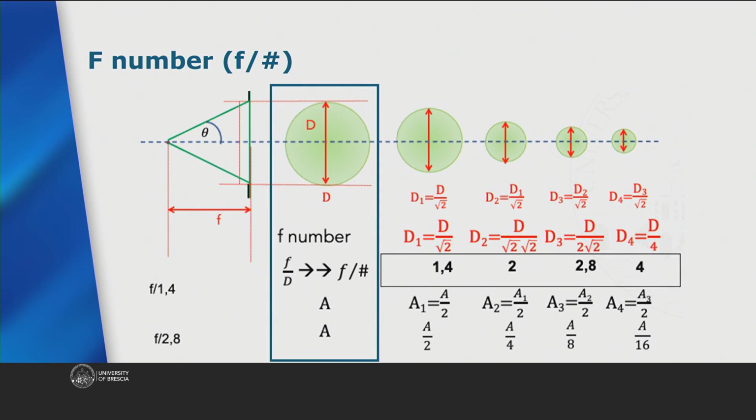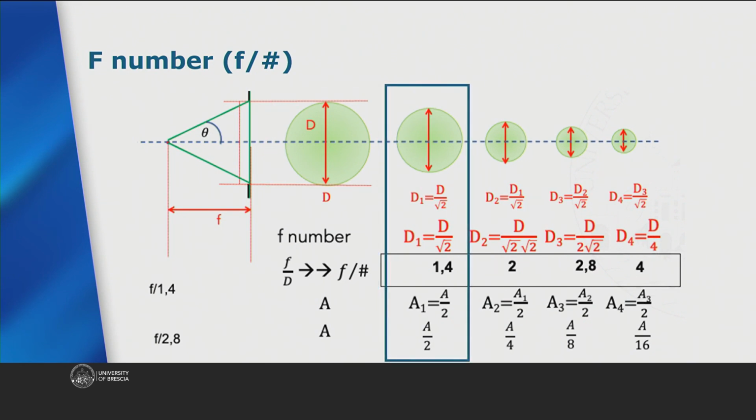If I want the light to pass through a smaller area, exactly 1/2 of the area, the diameter of the lens must decrease by a factor equal to the square root of 2. This is a consequence of the formula for calculating the area of a circle. And if we calculate the f-number in this condition, it will be equal to 1.4, which is exactly the square root of 2.